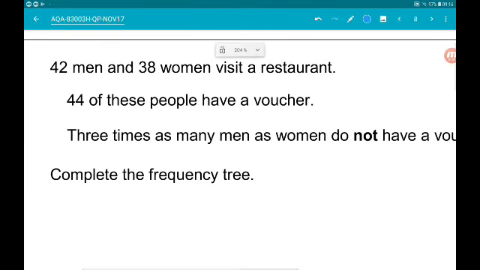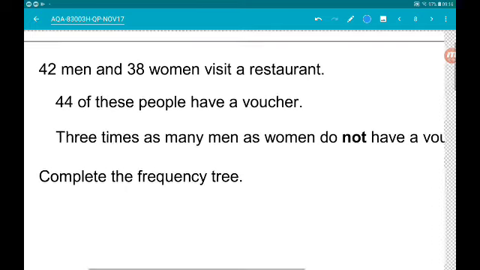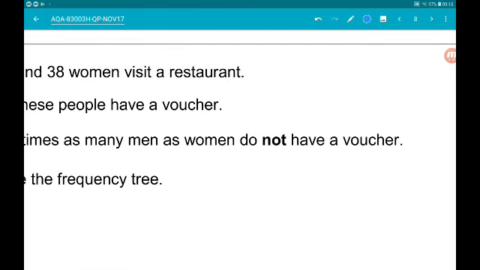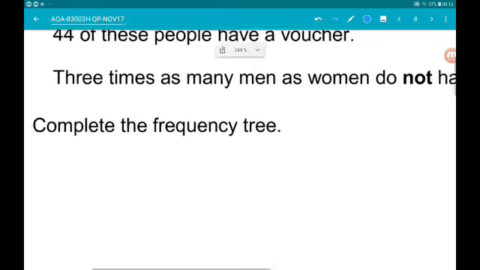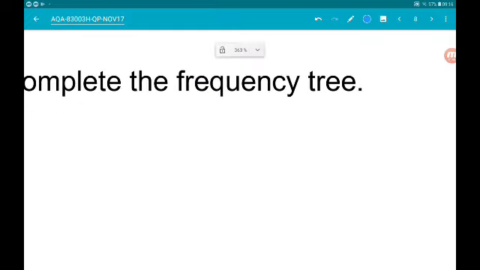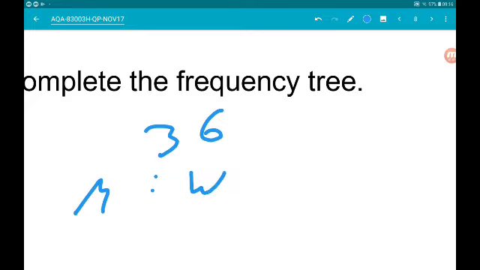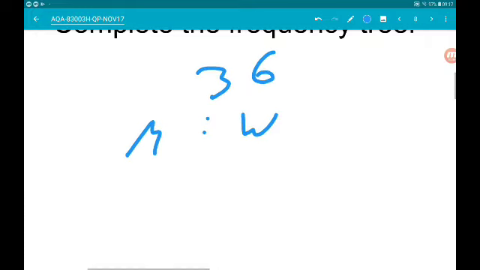Okay, then we're told 3 times as many men as women do not have a voucher. So the people that do not have a voucher altogether is 36. Now if we think of this as a ratio, 3 times as many men as women do not have a voucher. So that means the ratio men to women is 3 to 1.